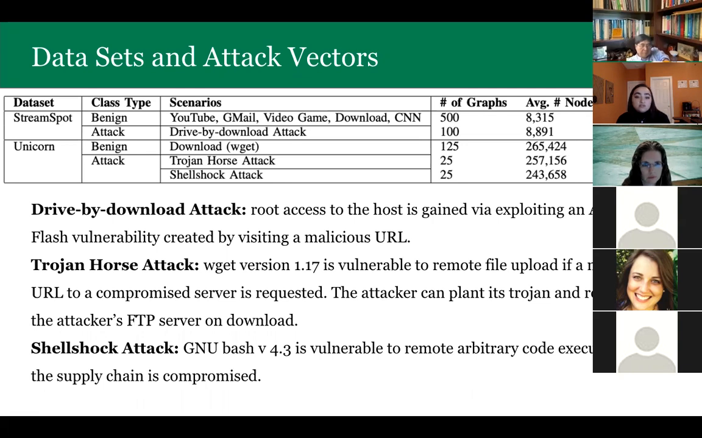The Unicorn set, the benign data was wget installations, just installing that software. And for the StreamSpot data set, there was a drive-by download attack. So this is where the root access to the host was gained via an Adobe Flash vulnerability being exploited. And the Unicorn attacks, they were both supply chain attacks. One was a Trojan horse that exploited a vulnerability in wget version 1.17, and there was a Shellshock attack as well, where Bash was vulnerable to remote arbitrary code execution.